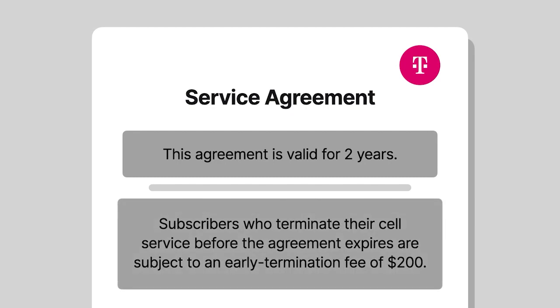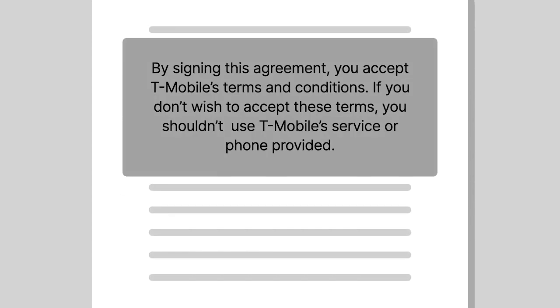Further, subscribers who terminated their cell service before their agreements expired were subject to an early termination fee of about $200. By signing T-Mobile's service agreement, individuals accepted T-Mobile's terms and conditions. In fact, the agreement stated that if an individual didn't wish to accept T-Mobile's terms and conditions, the individual shouldn't use T-Mobile's service or the phone provided.